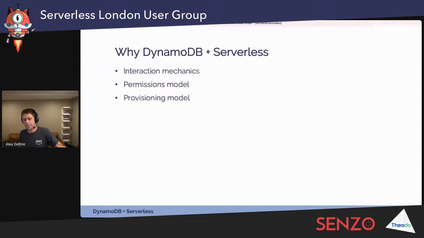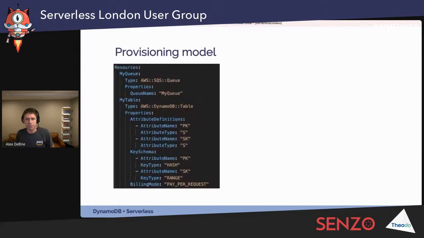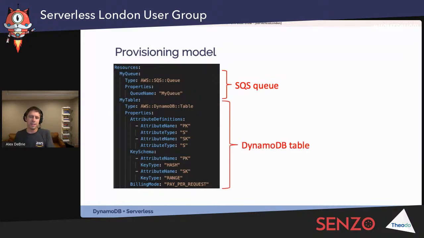The next thing is the provisioning model. If you're using serverless applications, you're using some sort of infrastructure as code. It probably looks something like this. If you're provisioning that SQS queue, you're likely using CloudFormation in some form or fashion, and it's going to look like this. Provisioning DynamoDB is very similar, where you can provision it very nicely with CloudFormation.